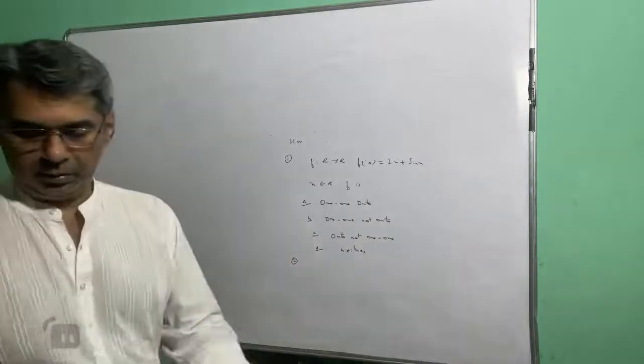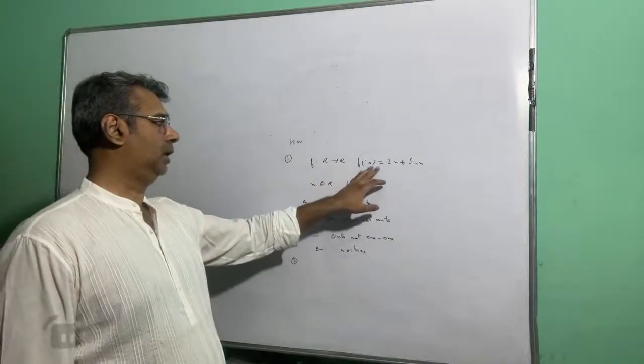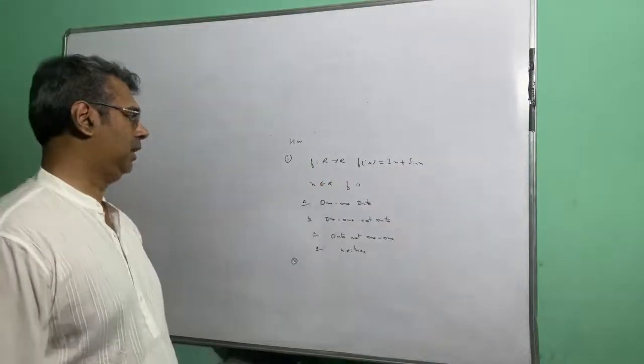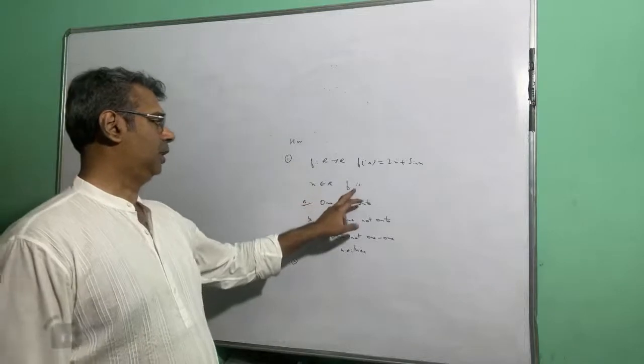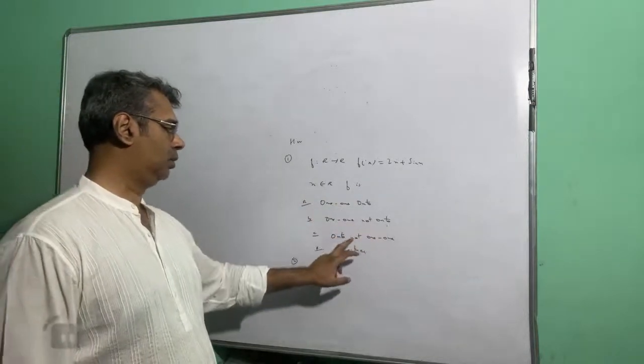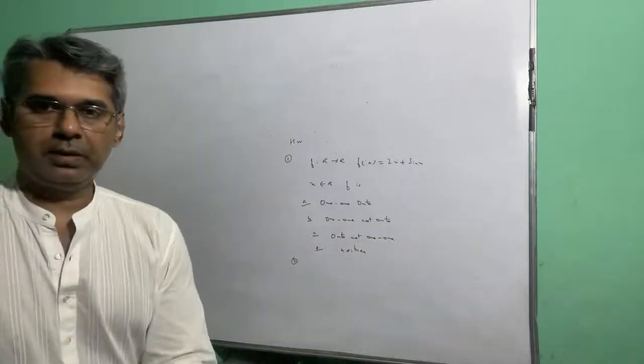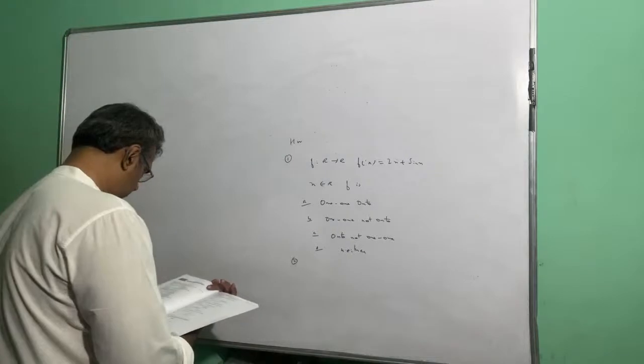Okay, the first homework question. There is a function which maps real number to real number, f(x) is 2x plus sin x, and x belongs to real number. So f is 1 to 1 onto, f is 1 to 1 but not onto, it is onto but not 1 to 1, or it is neither. So this is the first question of your homework. Second question.